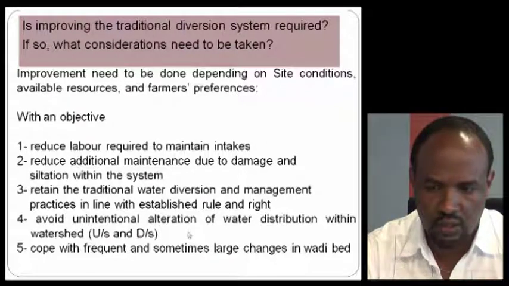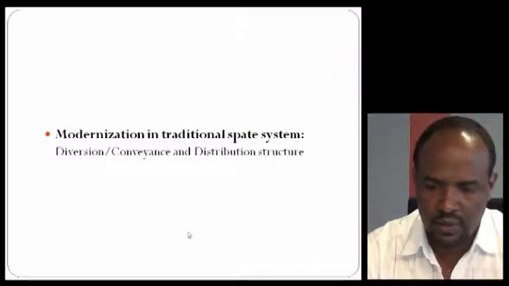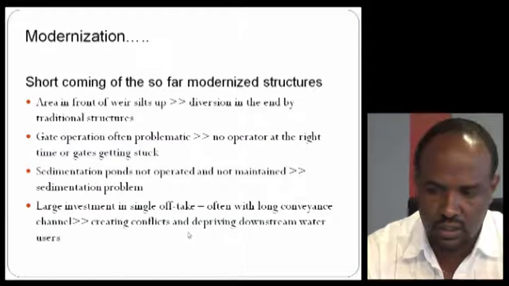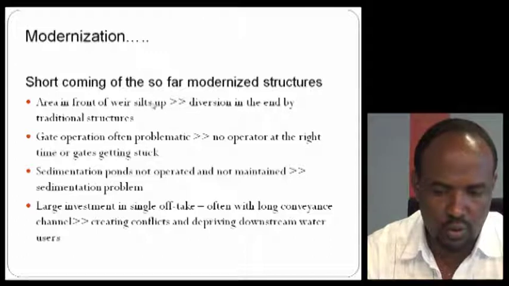Having this objective, if it is improved, it was thought to be nice, and then it was improved, and within the modernization some shortcomings were faced. Those are the area in front of the weir, that is siltation was a big issue, and gate operation often was problematic, with no operator at the right time or the gate getting stuck.